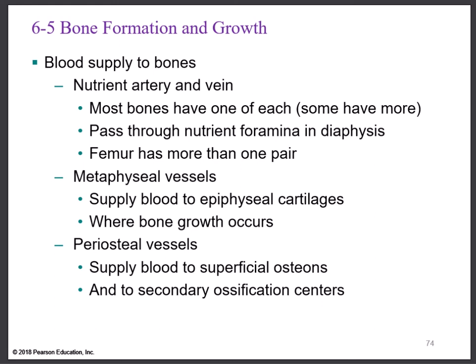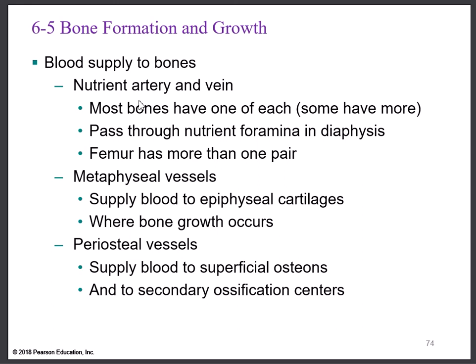Okay, so that's the end of bone formation. Let's finish up this lesson by taking a look at the blood supply and a little bit about lymph and nerve supply. So if you haven't noticed, I think I've mentioned it before, our bones are extremely vascular, right? They have a lot of blood vessels. So the main blood vessel that enters a bone, you're going to call the nutrient artery, right? There'll be a vein that accompanies it.